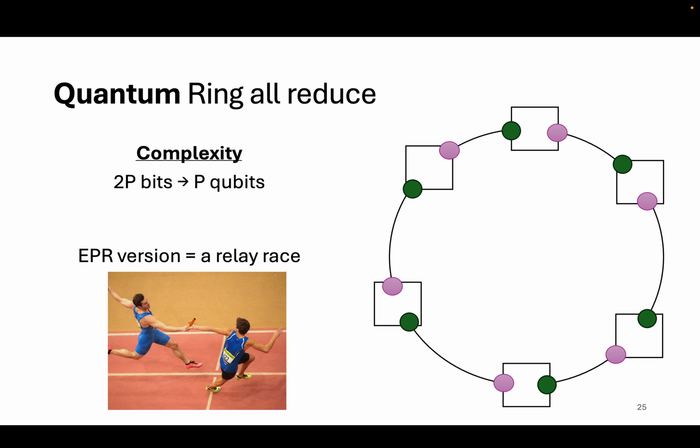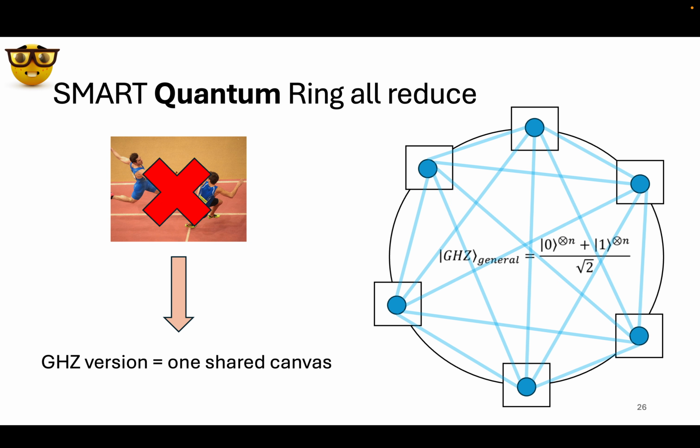Now, we thought that we could set this up in a quantum ring-reduce setting and set up some sort of relay race between all the devices, reducing the amount of communication necessary between each device by 2. This works, but it's not ideal. A more ideal version of this same setup would be to have a GHZ state pre-shared between all the devices.